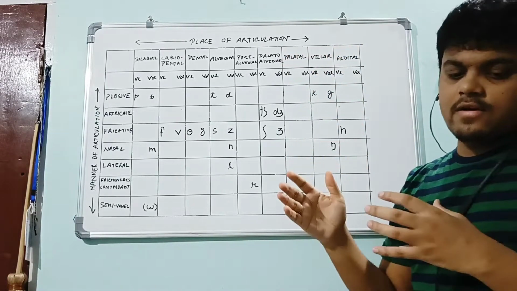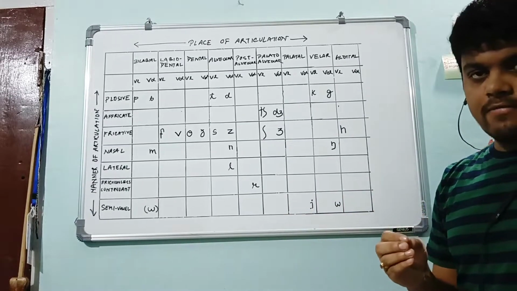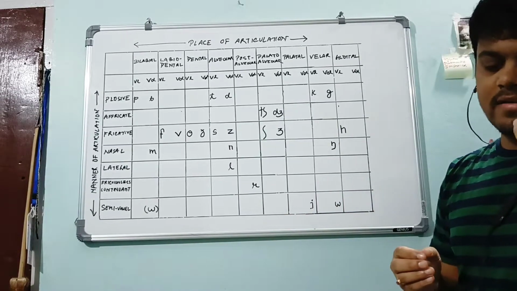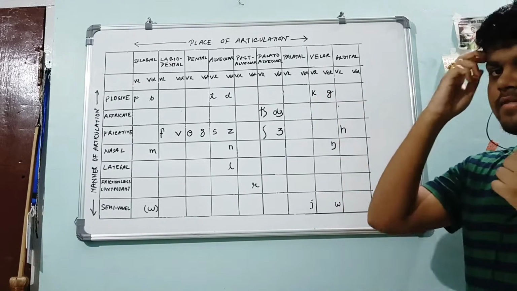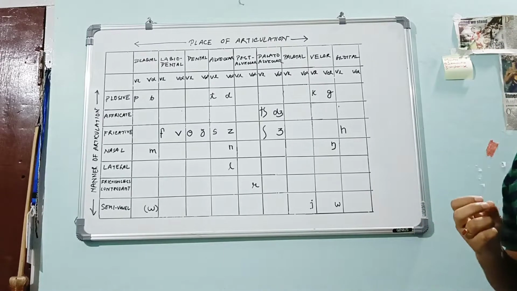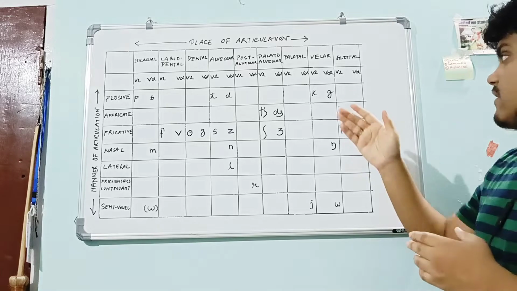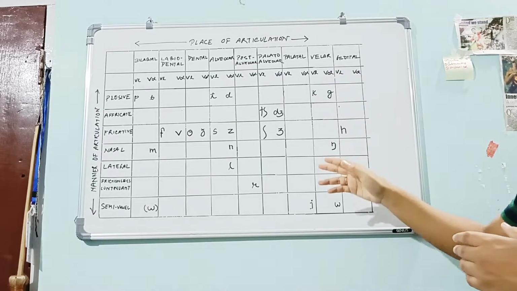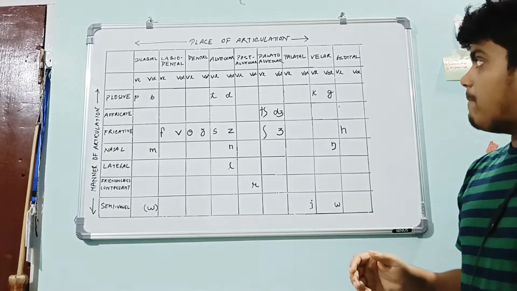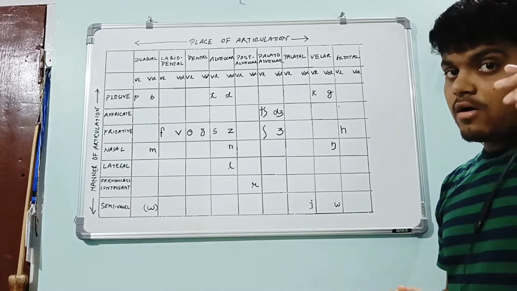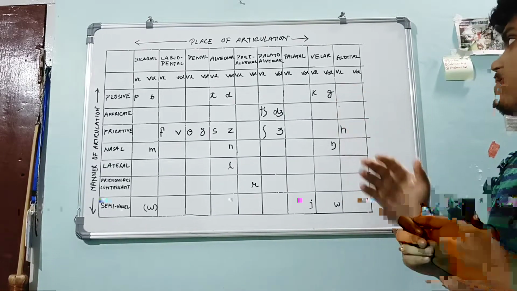Then comes the palatal sounds. Palatal sounds are represented whenever the blade of the tongue is touching the hard palate. So these sounds are known as the palatal sounds. Then the velar sounds. Velar sounds like ka, ga, and nga are produced whenever the back of the tongue, remember the back of the tongue, is touching the soft palate. So these are known as the velar sounds.